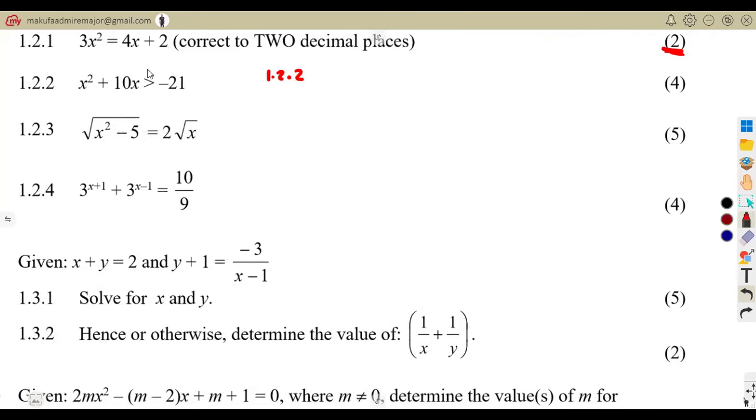1.22, this is an inequality that you're given. They are saying x squared plus 10x is greater than, so we can take this negative 21 to the other side, it becomes a positive. So that's greater than 0 there. That's a quadratic inequality that we can solve by finding the critical values. As we are to consider the critical values, we solve that as an equation.